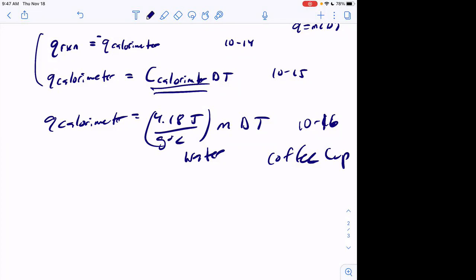If it's not mixed, what you're going to have is localized heating. It's going to be cooler in one area. You can't have that. The bomb calorimeter won't work correctly. So that's why it's being mixed. So now you have a value for the entire calorimeter, a bomb calorimeter.